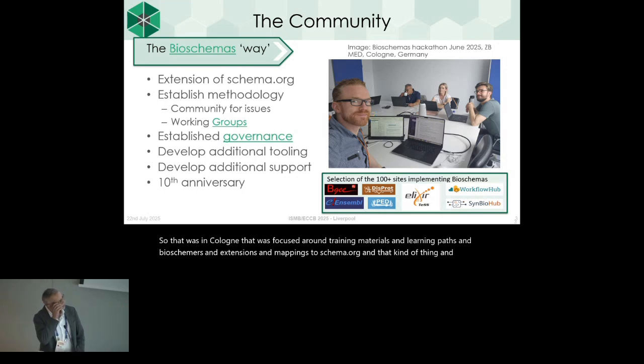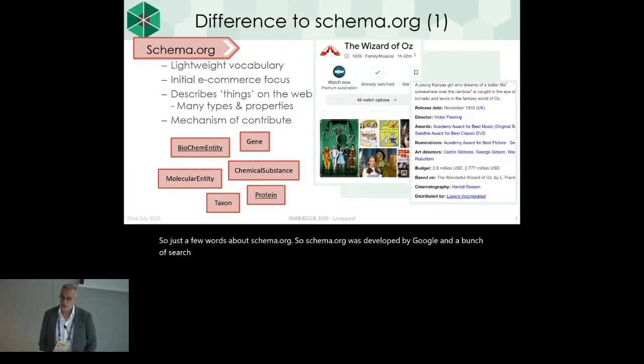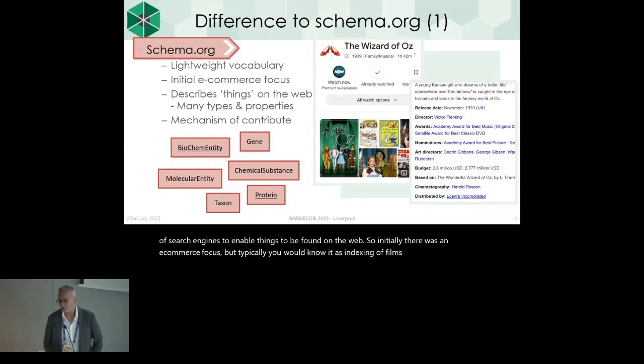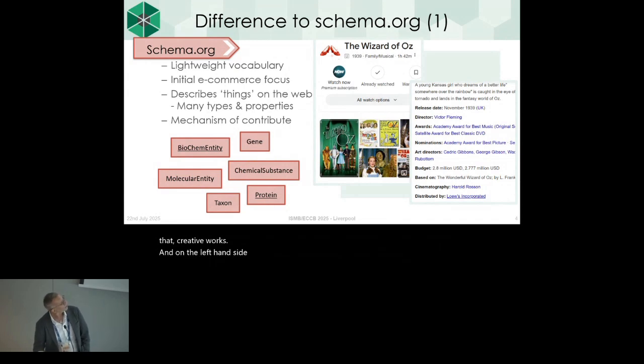So just a few words about schema.org. Schema.org was developed by Google and a bunch of search engines to enable things to be found on the web. Initially there was an e-commerce focus, but typically you would know it as indexing of films, books, things like that, creative works.